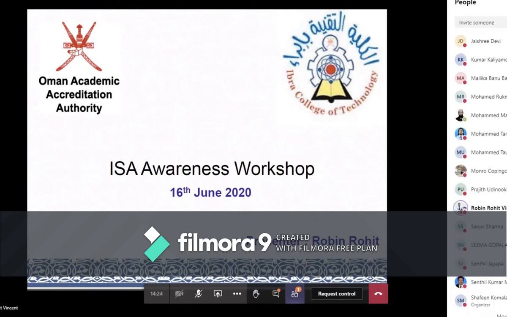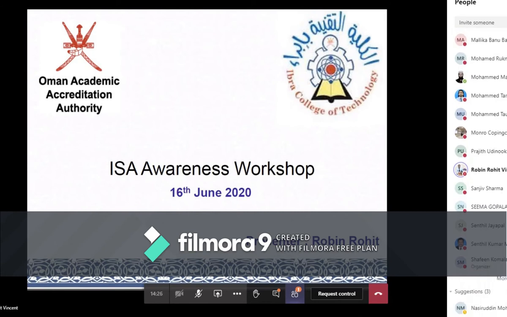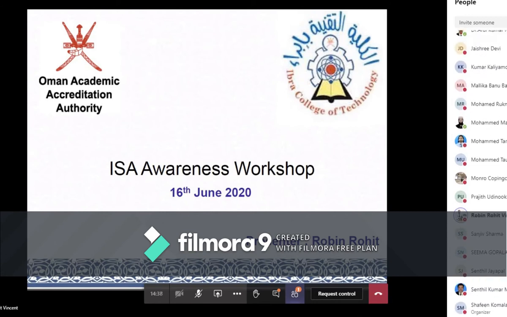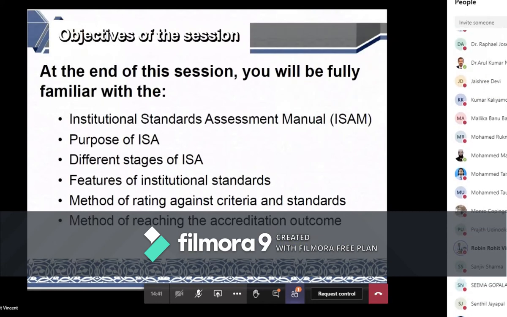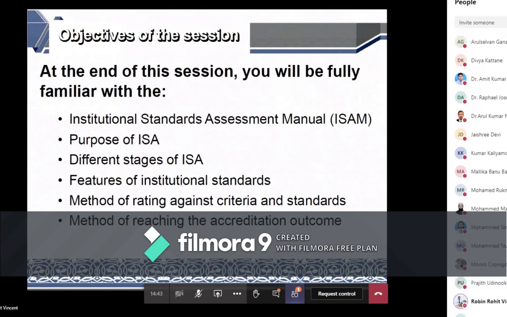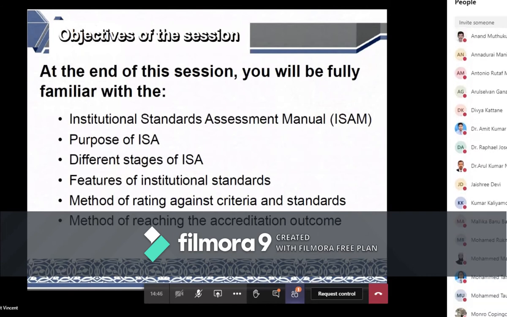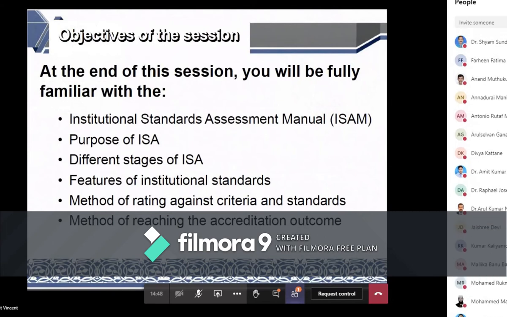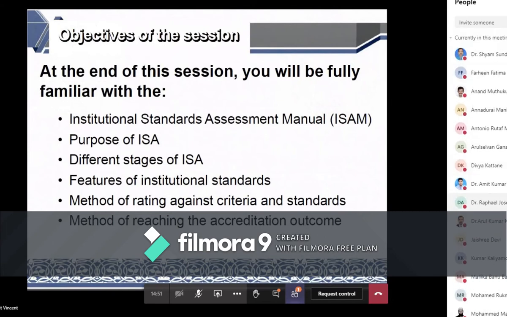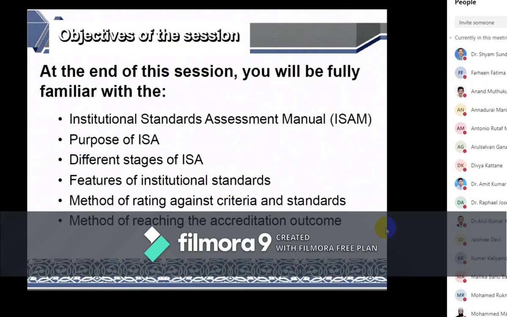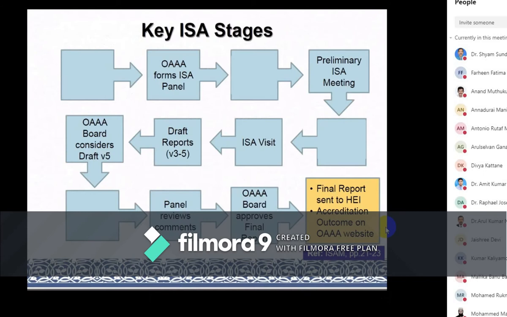We will cover what is ISA, and a couple of slides on ADRI, and then we will see how we can meet these standards of ISA through the work that we are doing every day. So let's start the session. We will be going through the Institutional Standards Assessment Manual, then the purpose of ISA, different stages of ISA, what the features are, how we are rated, and how we can reach that particular stage of accreditation.